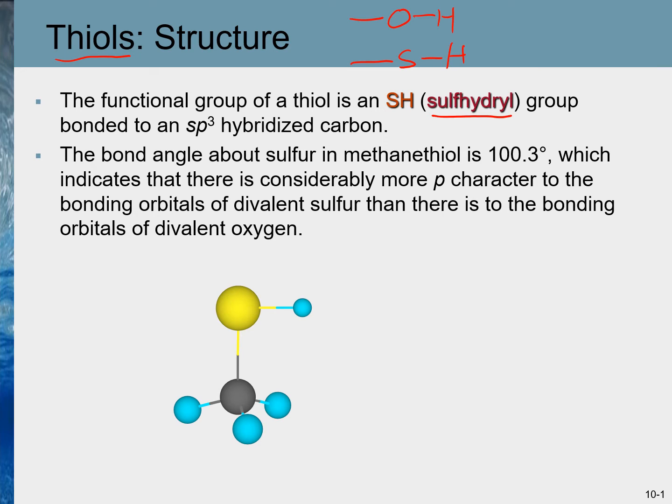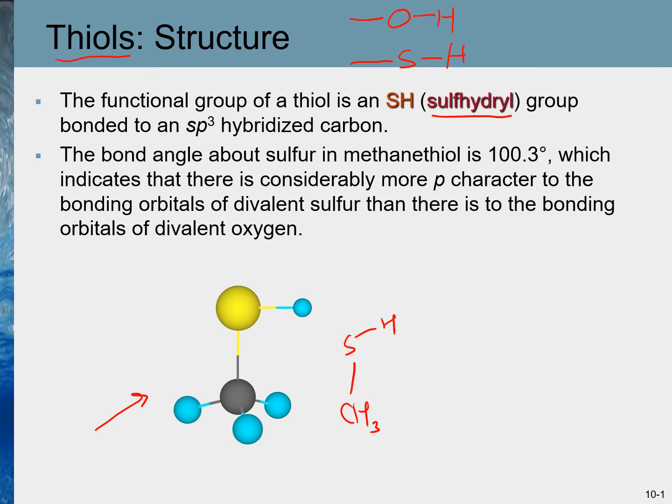Remember, oxygen and sulfur are present in the same group of the periodic table. Hence, the chemical and physical properties of oxygen and sulfur atoms are quite similar. Therefore, there are many similarities between thiols and alcohols. A ball and stick model of a thiol compound, methyl thiol to be exact, is shown here.